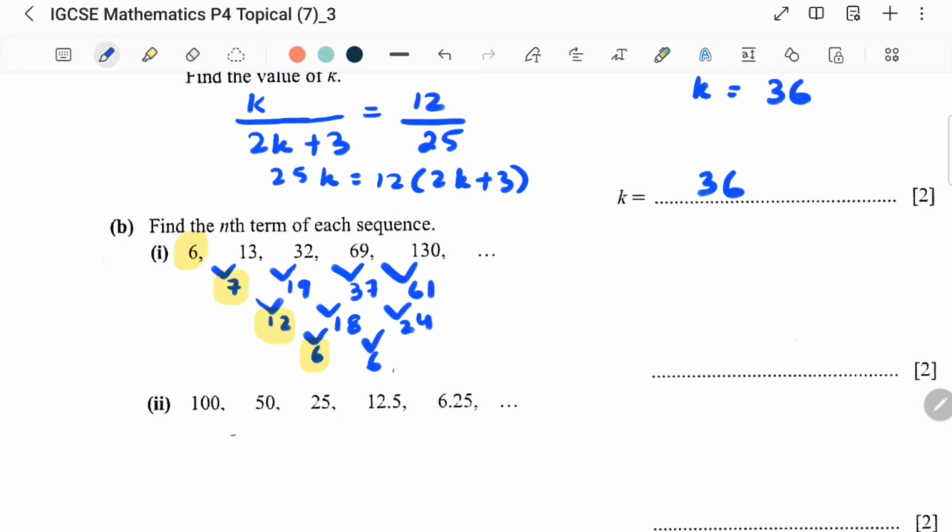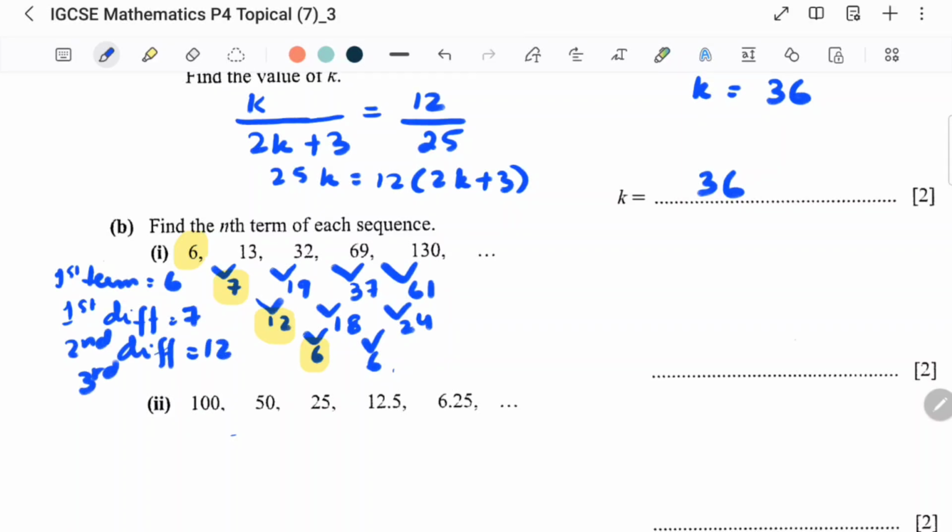All right, so the first term is 6, the first difference is 7, the second difference is 12, and the third difference is 6. Okay, so the first term is equal to 6, the first difference is equal to 7, the second difference is equal to 12, and the third difference is equal to 6.